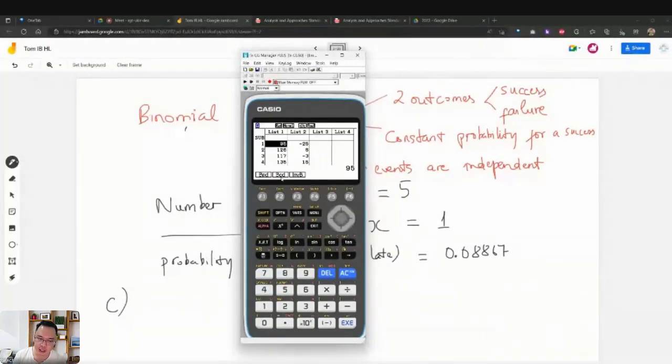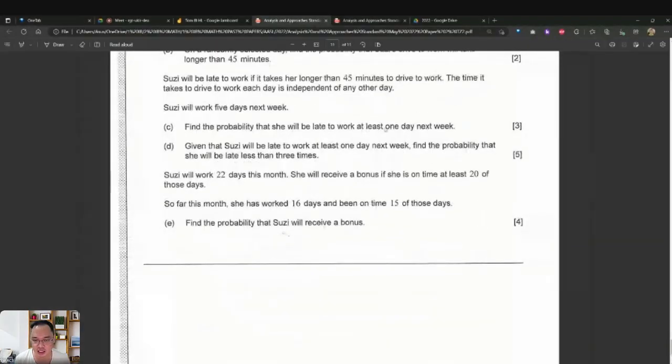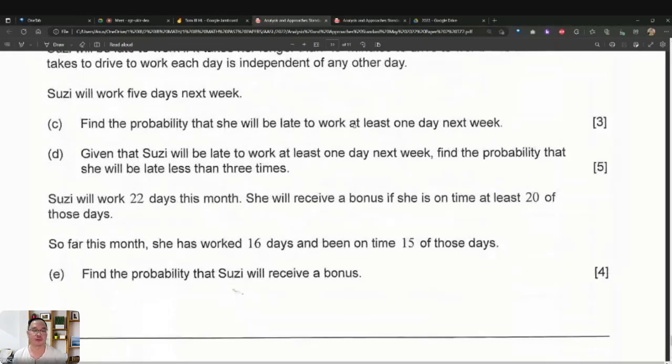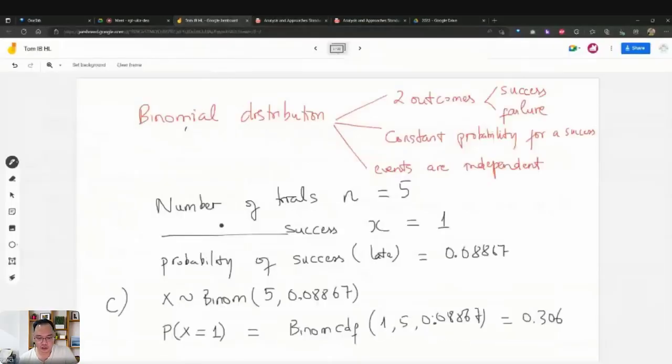And CDF is to find the total probability that she is late, for example, from 1 day to 3 days, meaning you add the probability of being late 1 day, with the probability of being 2 days, 3 days, and so on, depending on how many times they ask. We'll see a problem like that using CDF. At least means she could be late for 1 day or 2 days or 3 days or even 5 days. So we need to use the CDF, not PDF.